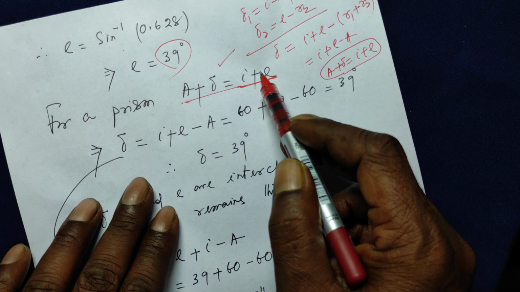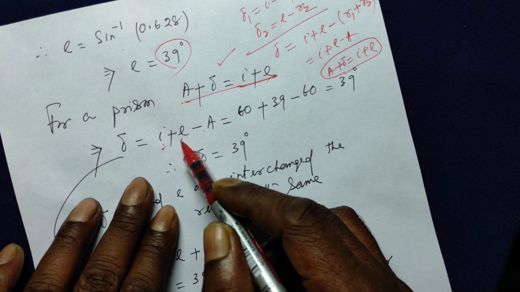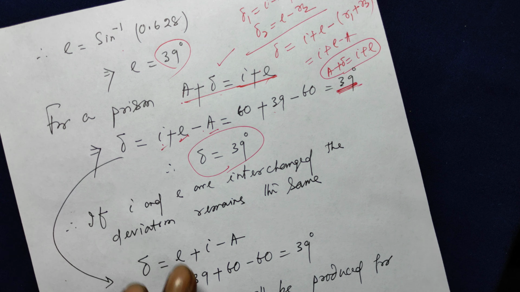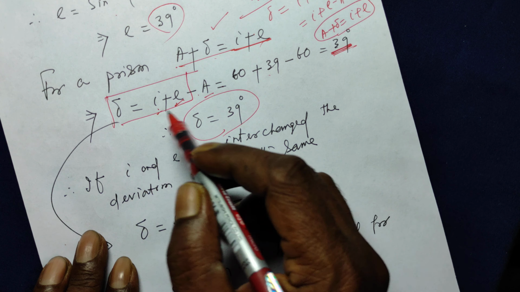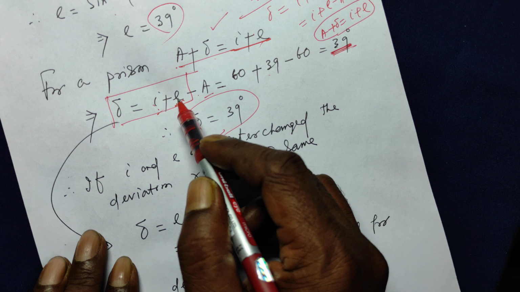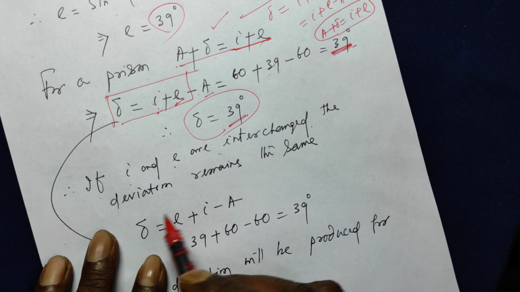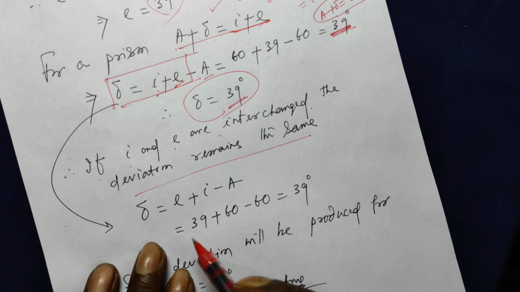So now bring A to the right hand side. So delta is I plus E minus A. Now put the values of I, E and A. This comes out to be 39 degrees. So the deviation is 39 degrees. Now if you look at this expression, if you keep E here and I here, it will be the same 39. So if I and E are interchanged, the deviation still remains the same. This expression, if you write delta is equal to, instead of I you write E, instead of E you write I, minus A, this also comes out to be 39 degrees.